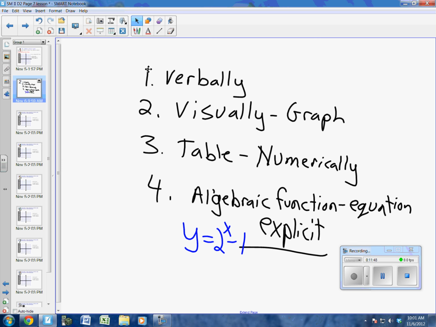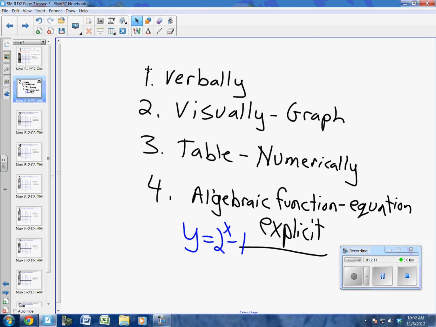The reason I bring this up is because the Common Core uses this word. It says, write an explicit function. It means to write an equation, something that will clearly state it. An equation is what clearly states it. So do you understand that word?